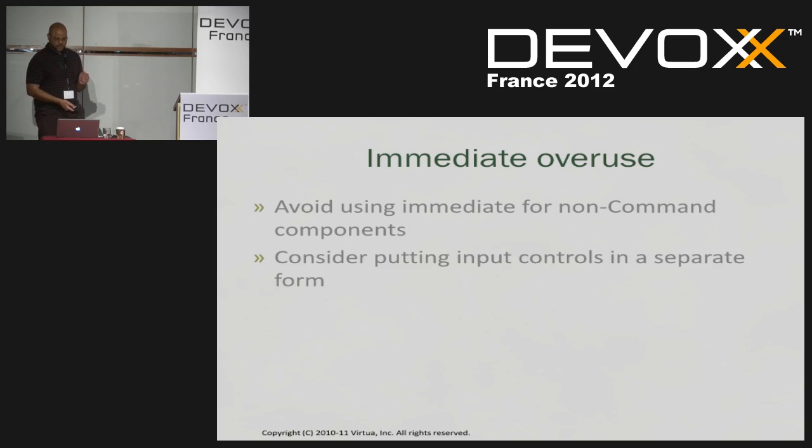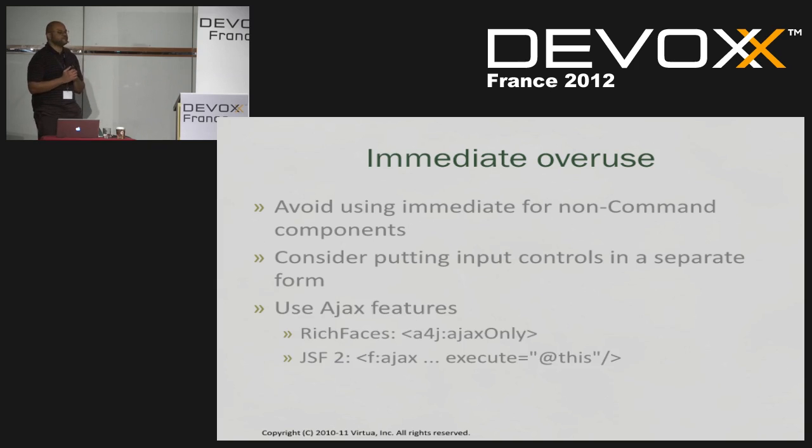One of the things you can do is put input controls in a separate form. Sometimes people use immediate because what they want is for some fields to be submitted separately from other fields. If you put them in a separate form, you can achieve that behavior. Also, you can use Ajax features instead. Maybe what you're trying to achieve is sending that particular value so you can process it separately. If you use Ajax, you can send only the values that you want to process as opposed to trying to have it executed at a different part in the JSF lifecycle. So that helps as well.